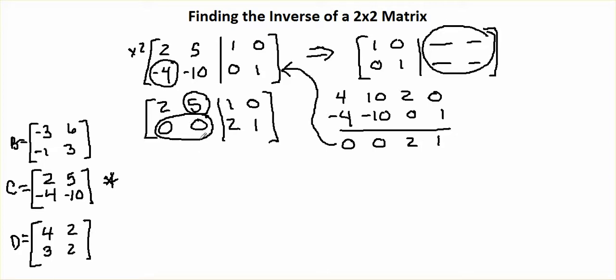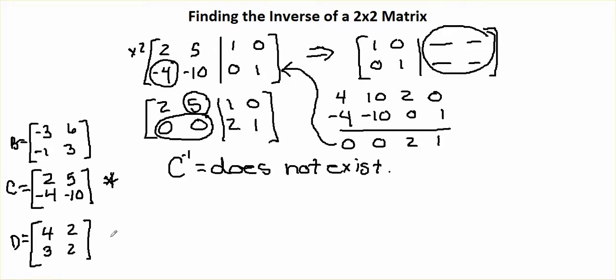If you ever end up with a row that has all 0s to the left of your original identity matrix, that tells you that the inverse does not exist. So you would write, the inverse of matrix C does not exist. And then we would be done.